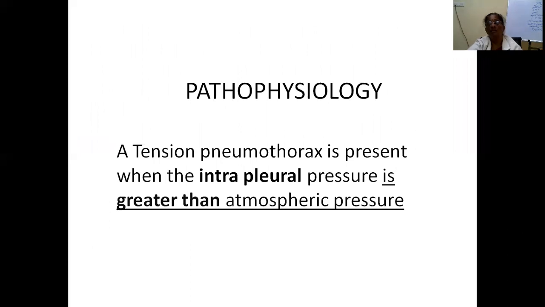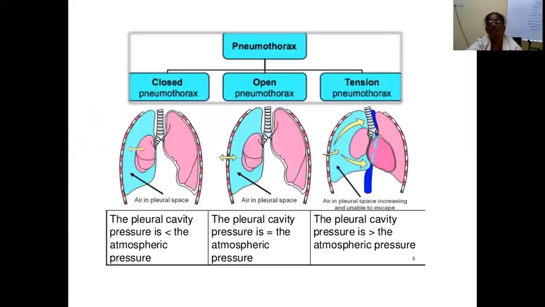Tension pneumothorax is present when intrapleural pressure is greater than atmospheric pressure. So pneumothorax has three types: closed pneumothorax, open pneumothorax, and tension pneumothorax. Closed pneumothorax is when there is a rupture of the alveolar membrane into the pleural space. This communication between alveoli and pleura is closed pneumothorax.